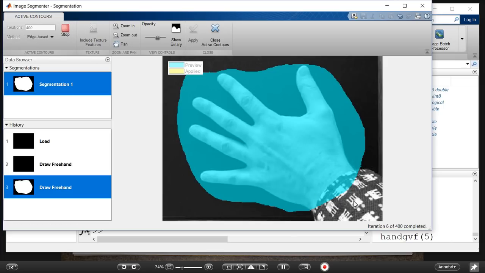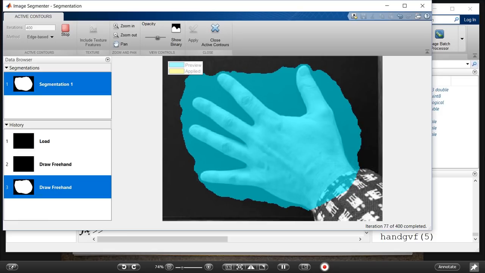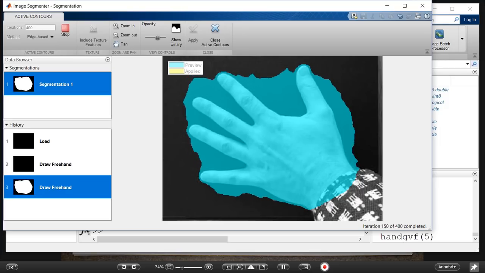Okay. Things are shrinking. And I can see that even though the curve started far away from the edges of my hand, it is slowly being pulled in to my fingers, right? And here I'm about halfway through, so it has more to go. But when it gets to the edges of my fingers, it's going to pull in and stop, right?